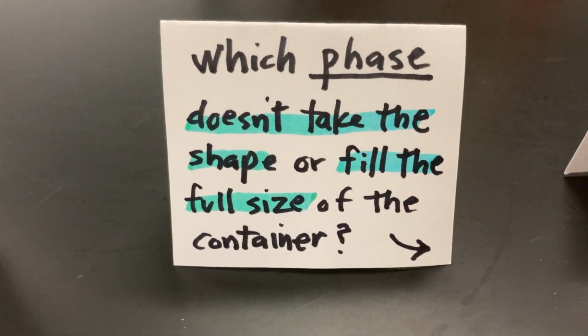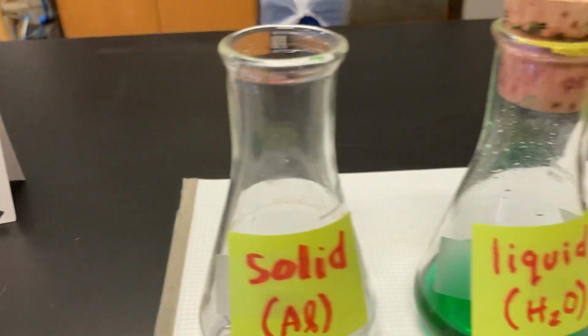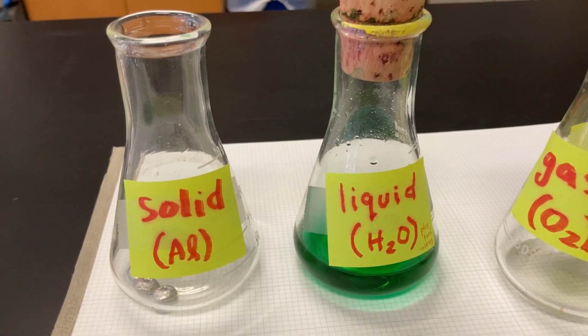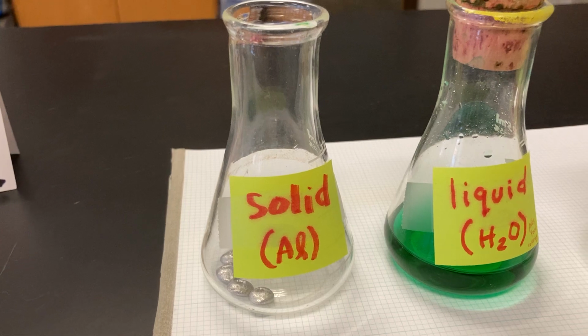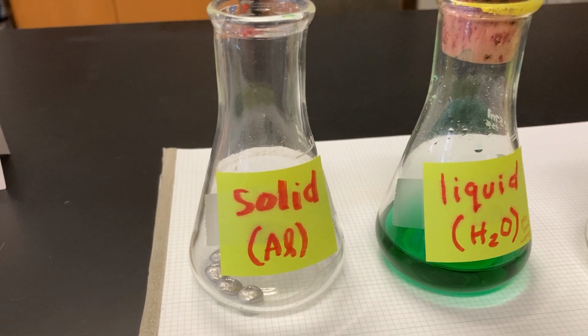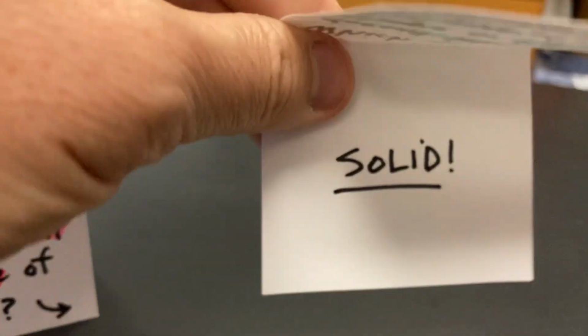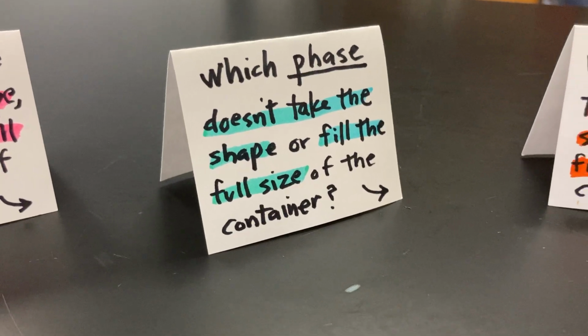All right, which phase doesn't take the shape or fill the full size of the container? Solid, liquid, or gas? That's going to be the solid particles. The particles are kind of locked together in a geometric arrangement, and they can't change their shape. So the solid particles don't take the shape or fill the full size of the container.